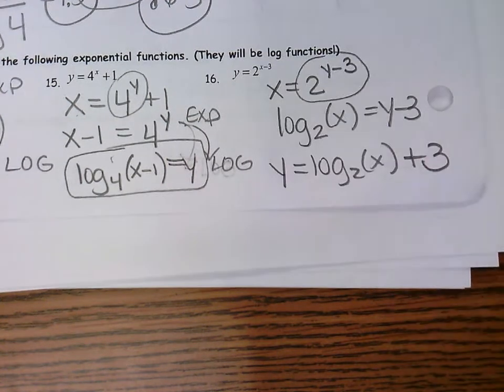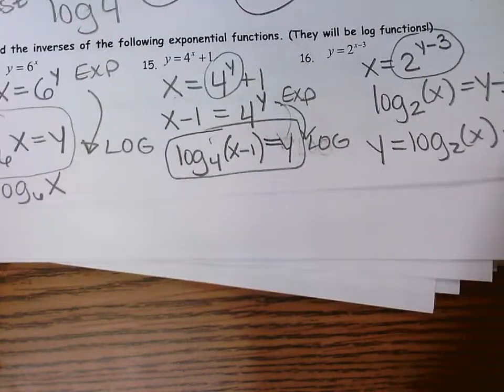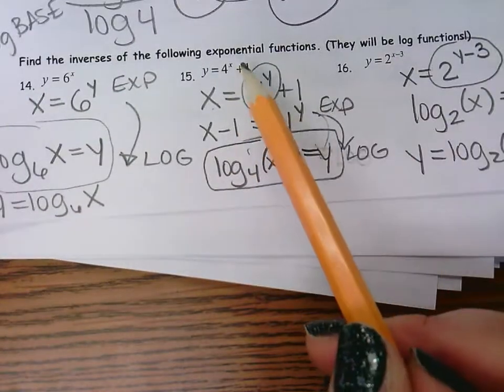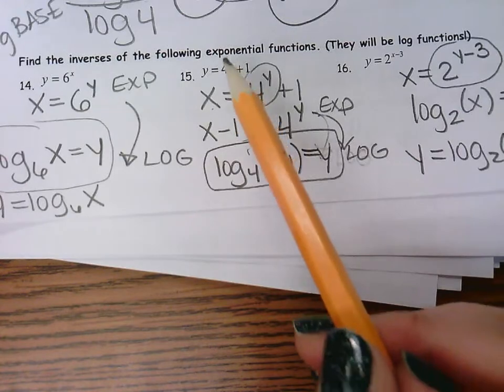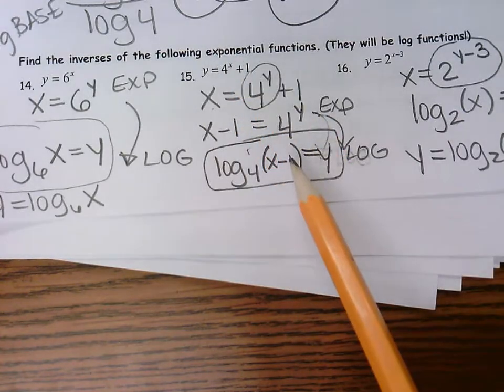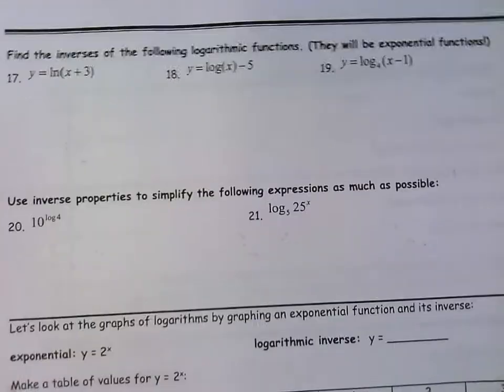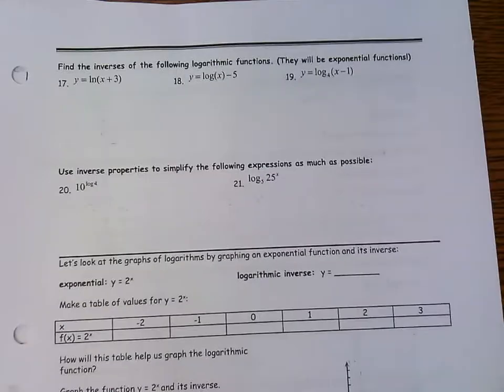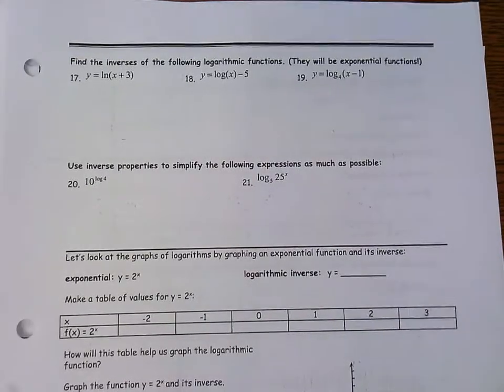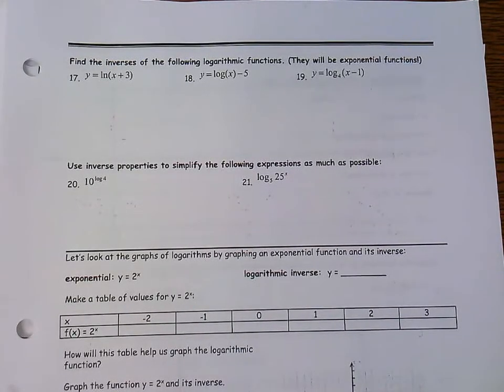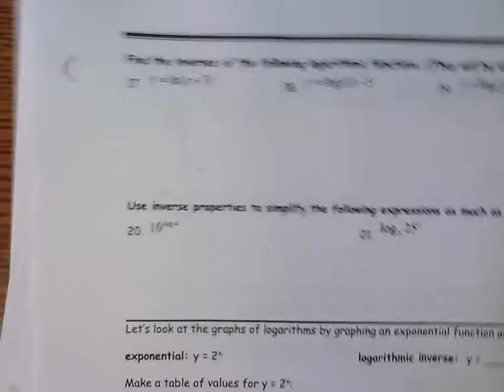Okay, so in all of these examples, 14, 15, and 16, what did you start with? An exponential function. What did you end with? A log function. So in numbers 17, 18, and 19, what are you starting with? A log function. What are you going to end with? An exponential function, right? So they're inverses of each other. It's the same process in reverse.